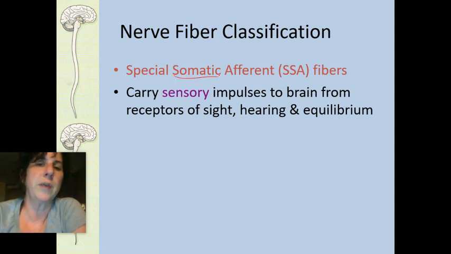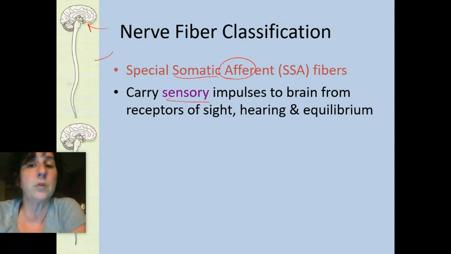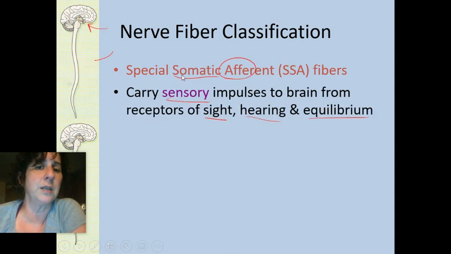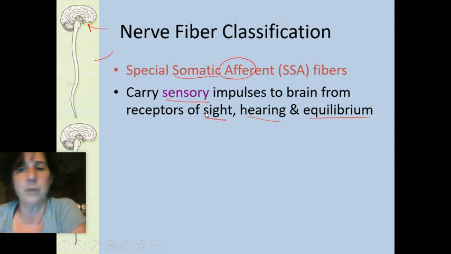Special somatic afferent. So again, coming in, and actually it's coming in like right here. But these are sensory going to the brain from your special senses that are sight, hearing, and equilibrium. So we have a little bit different here. Special visceral afferent is olfactory and taste. Special somatic afferent is sight, hearing, and equilibrium.